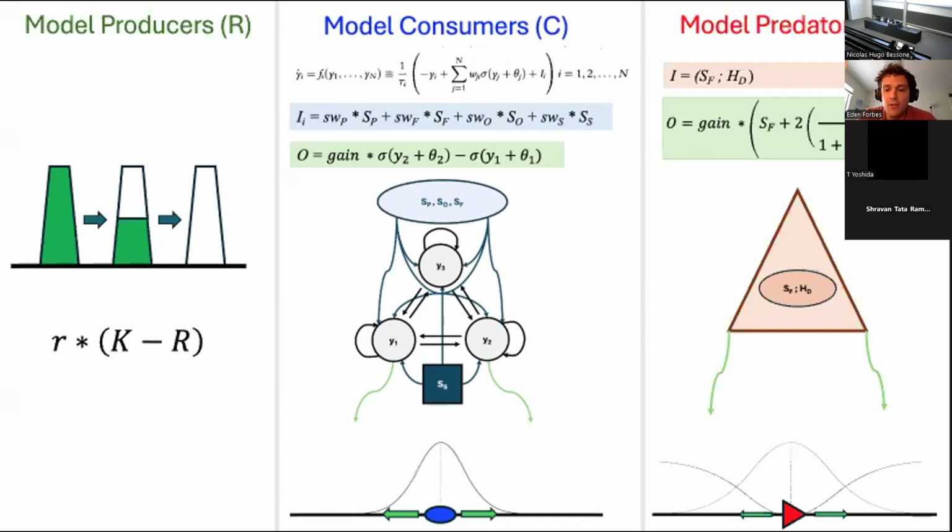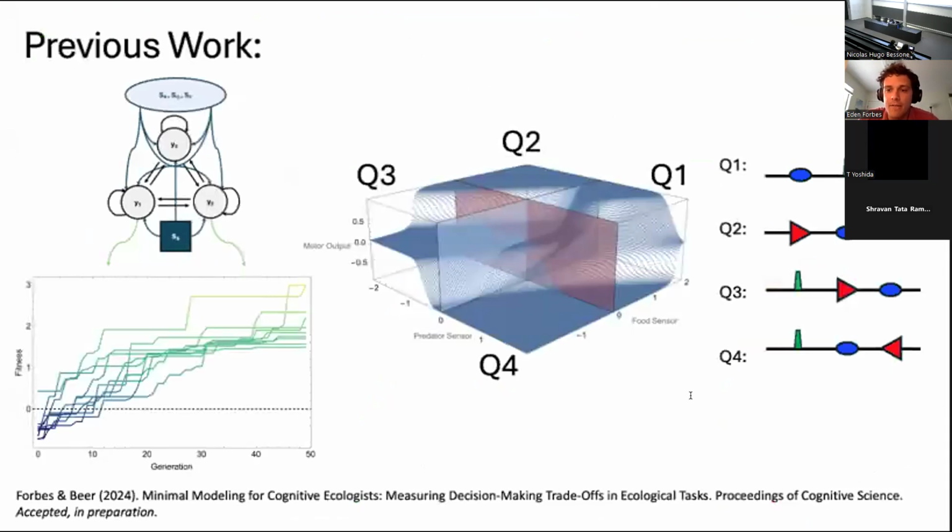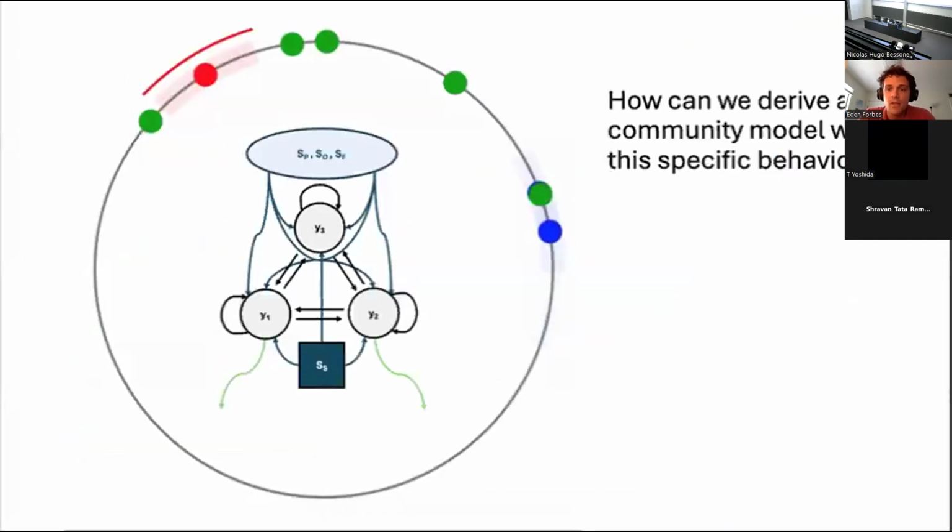The consumers, the middle panel, are the agents whose behavior is going to be of particular interest here. And in fact, in previous work, I've described the evolution and analysis of decision-making trade-offs in these kinds of agents. That work just got published in the Proceedings for Cognitive Science. If you want to look at it. That said, for now, I'm going to set that aside and focus on the question at hand.